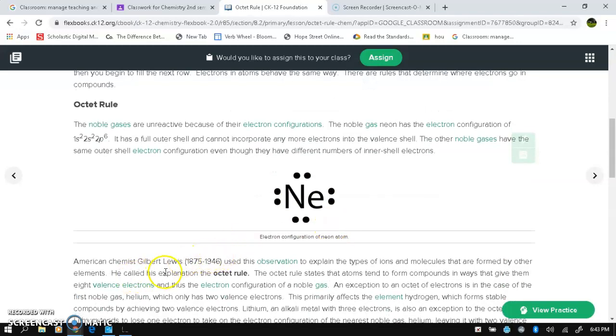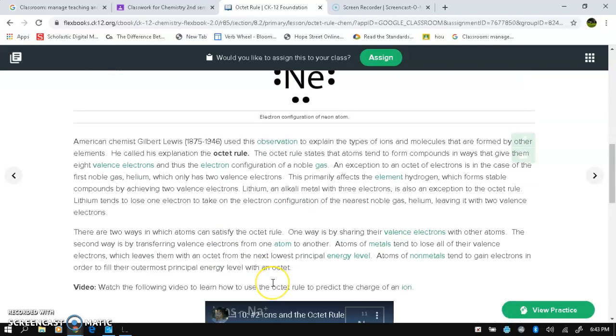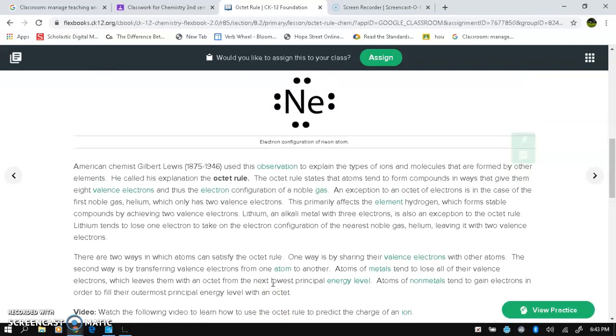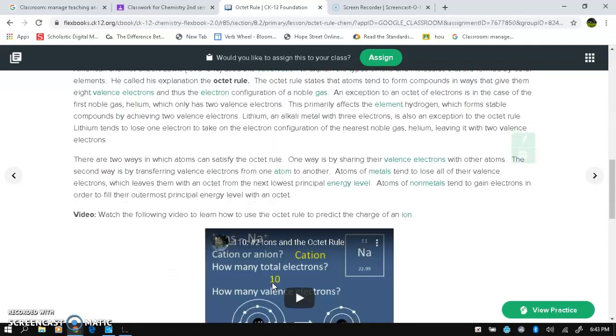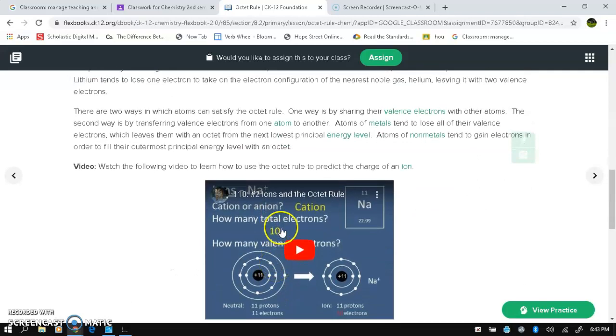So we have Gilbert Lewis right here. He was kind of wonky if you watch the video. He did something that he shouldn't have done. And then we are introduced to the words cation and anion. So please watch this video because you'll learn it.